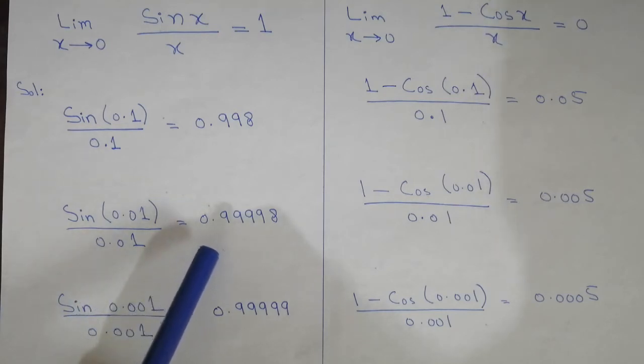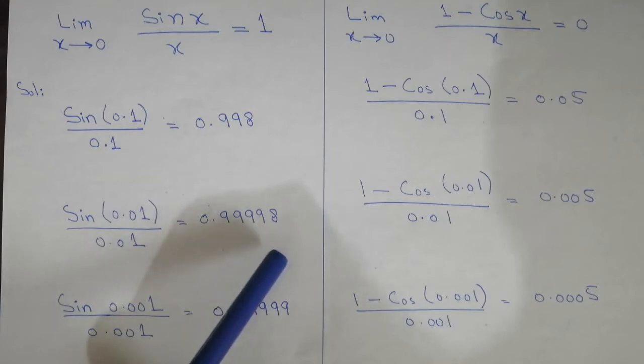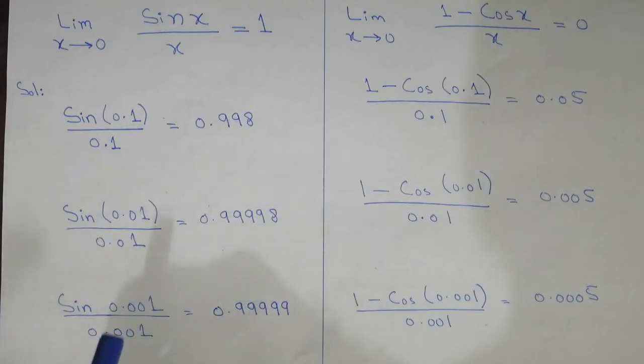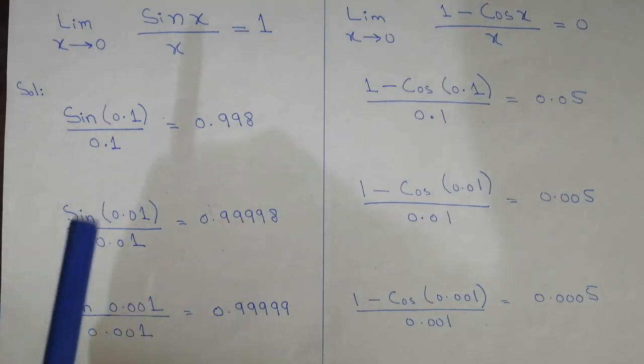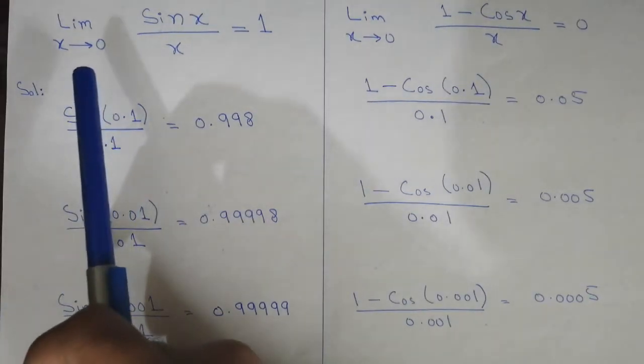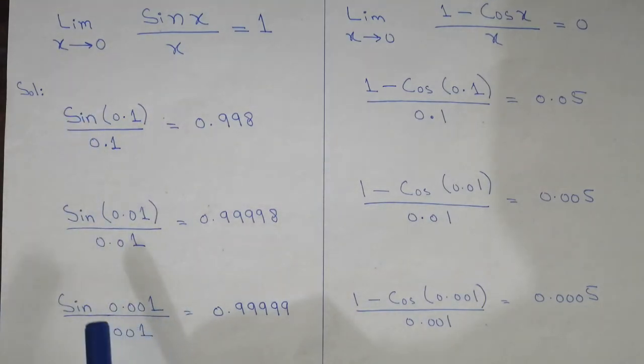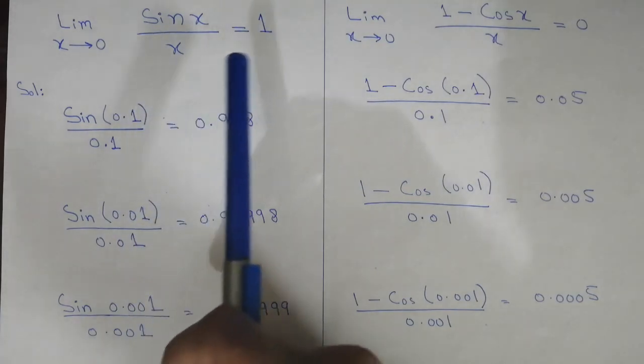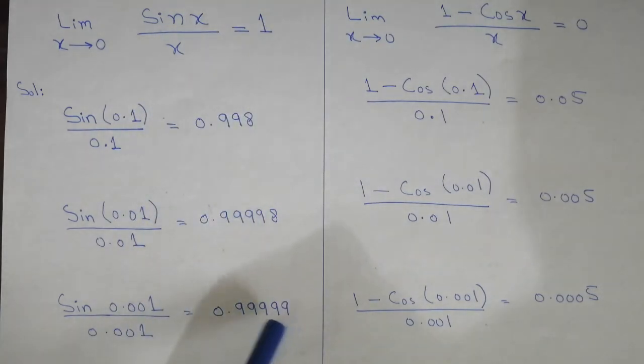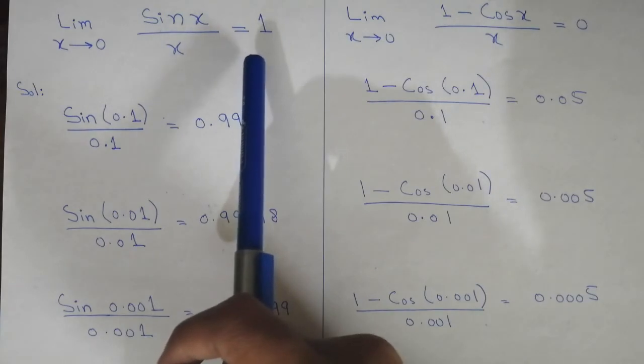And if we further decrease the value of x, let's suppose sine 0.01 divided by 0.01, then the value will be 0.99998. And if we further decrease the value of x, then the answer will come 0.9999. It means that as we are decreasing the value of x, the value of y is approaching 1. Now it shows that as x approaches 0, the answer is approaching 1. It means that this equation is true.